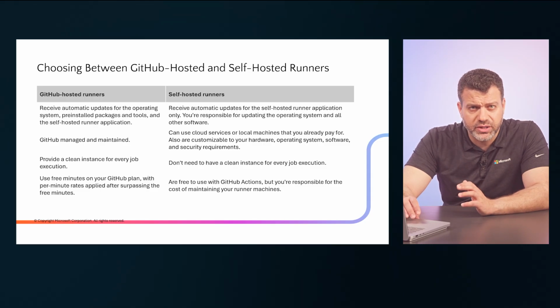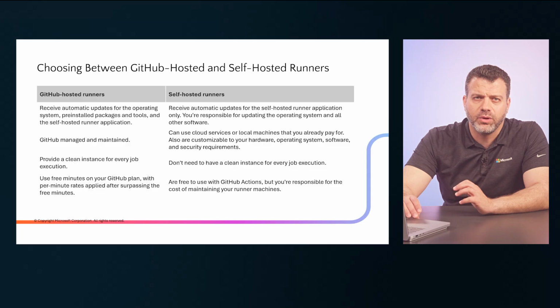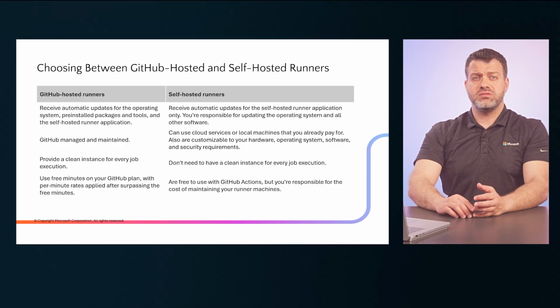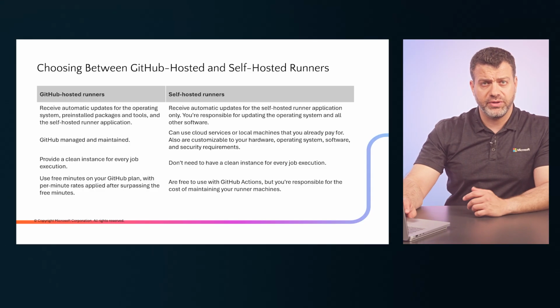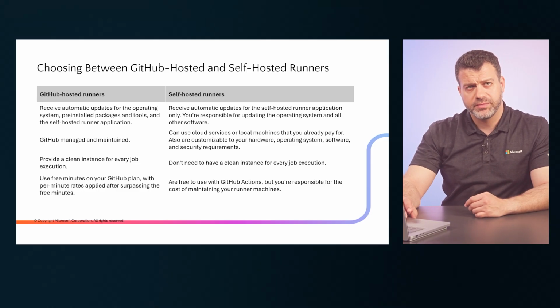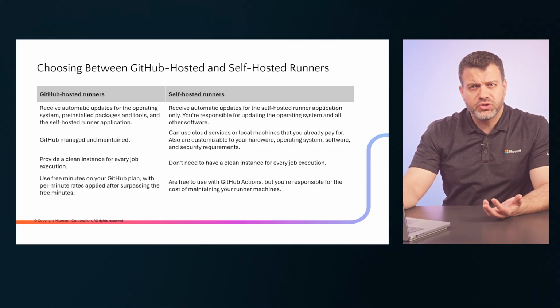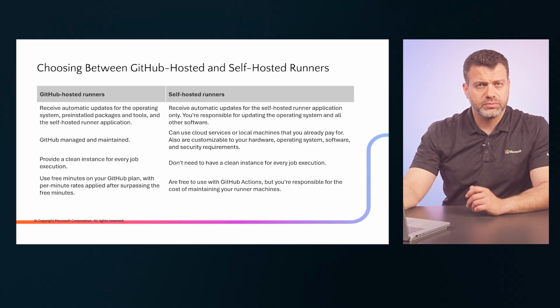In most organizations, use GitHub hosted runners by default. Use self-hosted runners when you need custom dependencies, internal network access, and specialized hardware. So the decision really comes down to convenience and control.